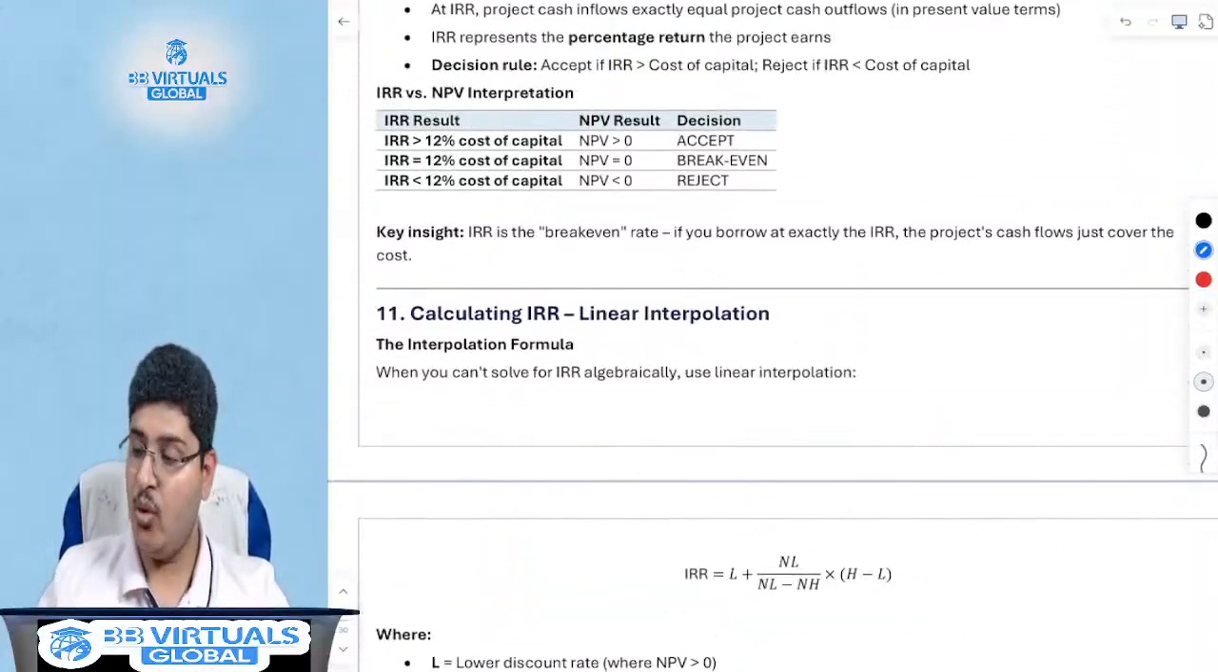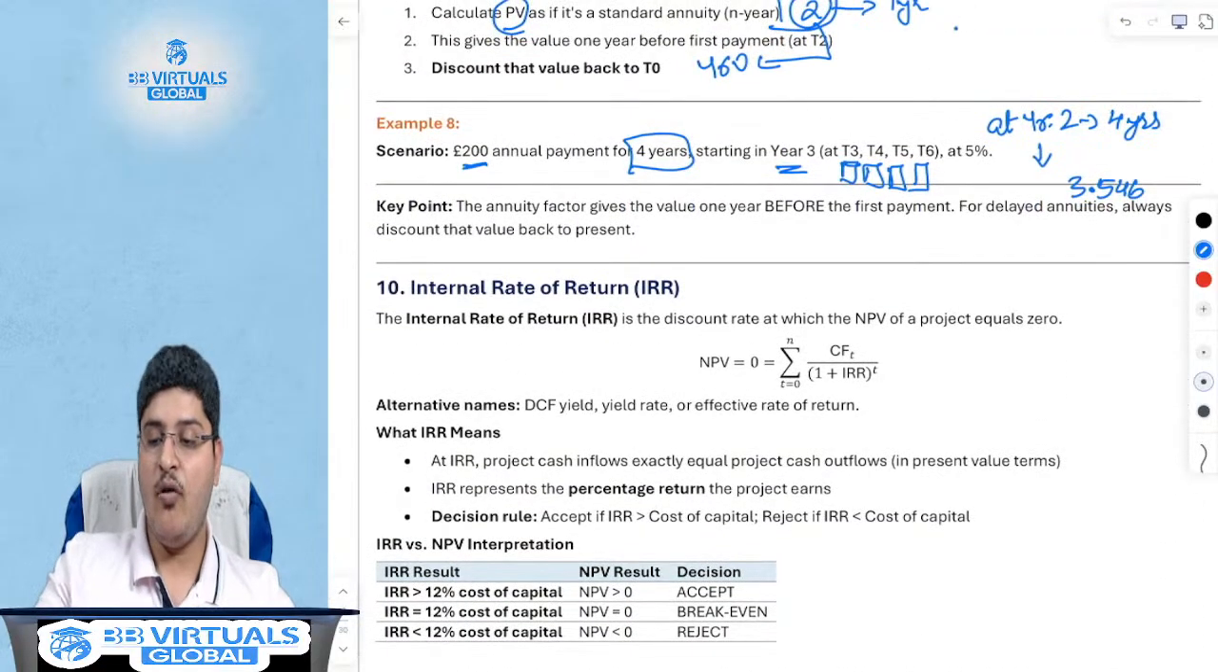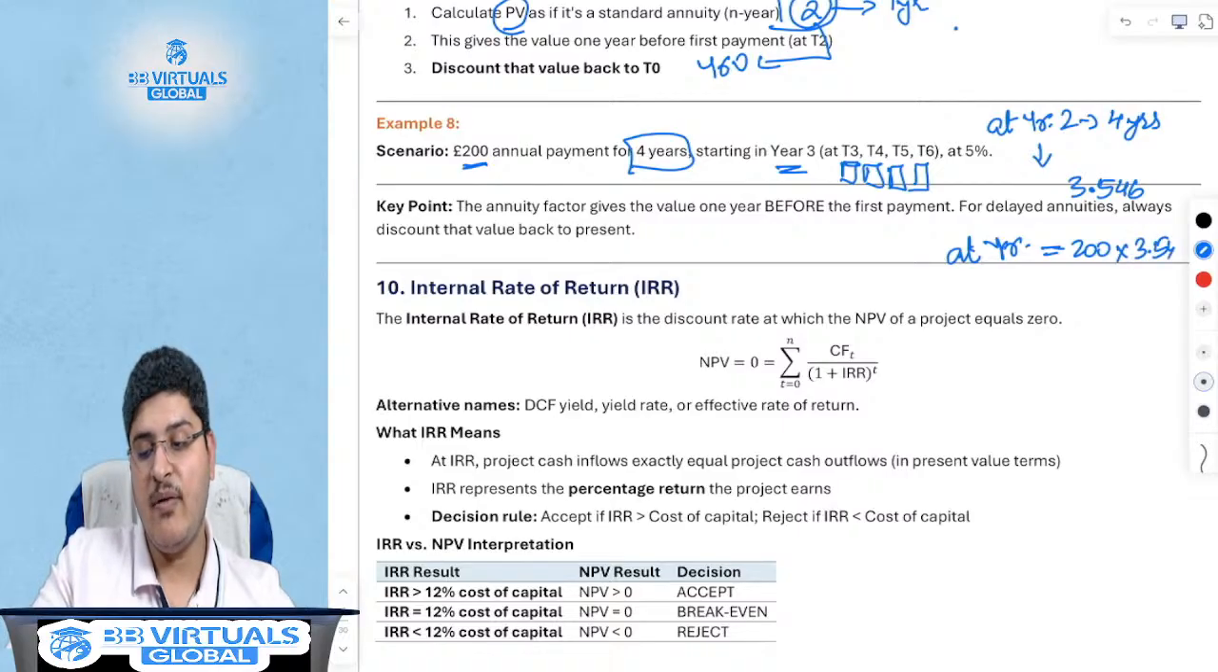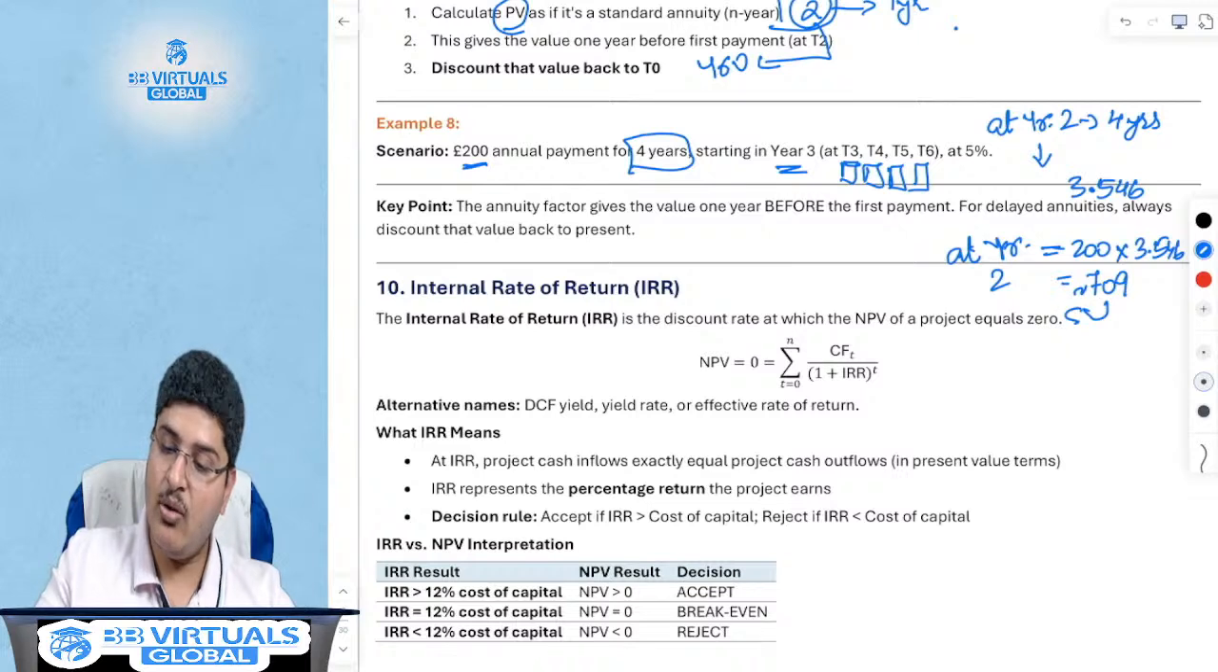So now if we go back, 3.546 into 200 rupees is the amount of present value at year 2. At year 2, your amount is 200. The present value is 200 into 3.546, which is nothing but 709 rupees approximately. Now this is at year 2. You have to bring this amount to year 0. How do you bring this to year 0?